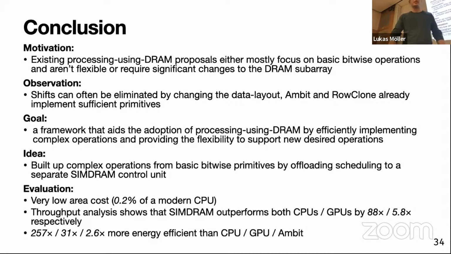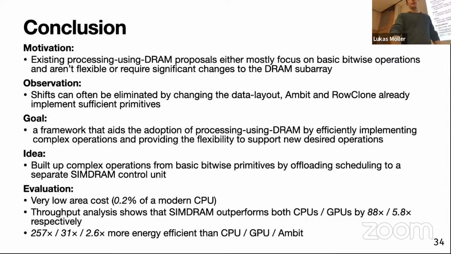Let's conclude the summary. The motivation was that existing processing-using-DRAM frameworks are mostly focused on bitwise operations and thus aren't flexible and require significant changes to the DRAM subarray. Our observation was that we can often eliminate shifts and that we can use Ambit and RowClone as primitives. Our goal was to develop a framework which makes processing using DRAM easier to use and more efficient, and at the same time allows hardware manufacturers to introduce new desired operations.